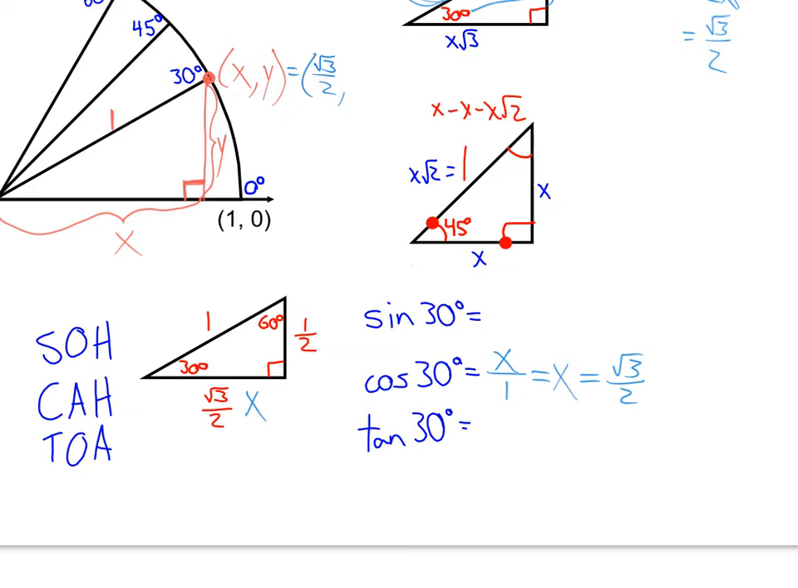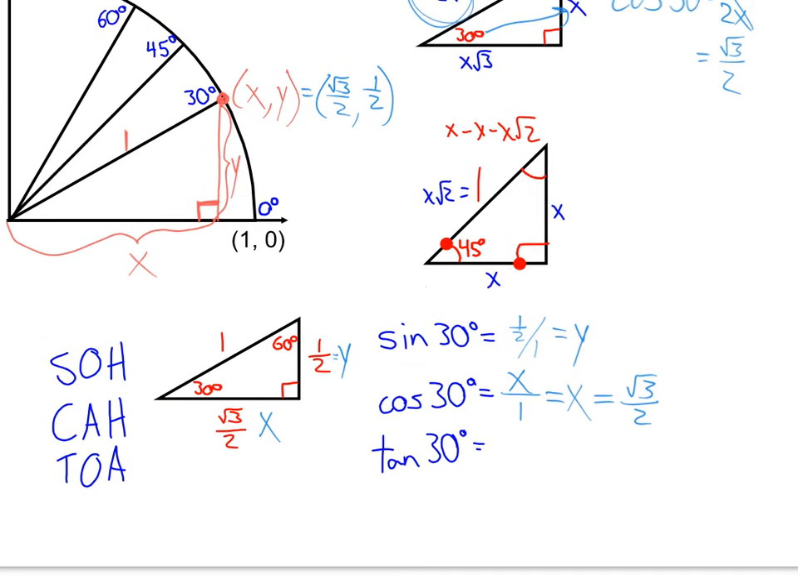And then is y just 1/2? Yeah, because look, sine of 30 is 1/2 over 1. That's the y coordinate. So we now have the point root 3 over 2, 1/2. So there are 5 points here just in this first quadrant. We already know 1, 0, and 0, 1. Those are easy. Now we figured out root 3 over 2 and 1/2.